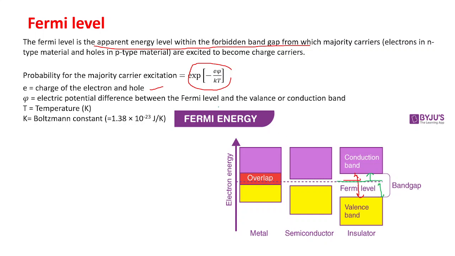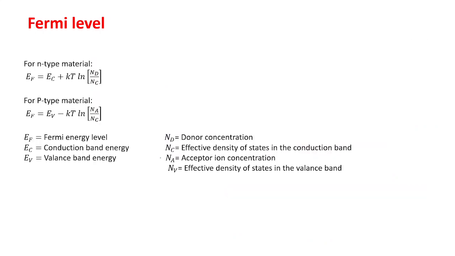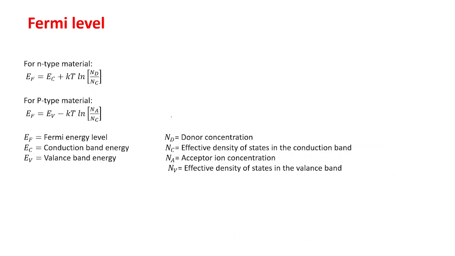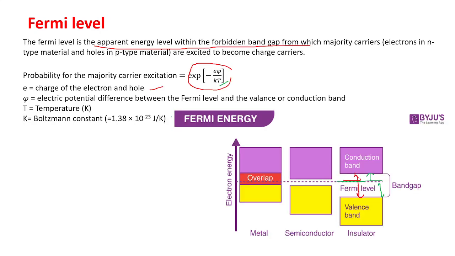Then we come to the temperature. We always need it in Kelvin, along with the Boltzmann constant. Okay, so this is the general probability of major carrier excitation. If we have the n-type material or the p-type material, in both cases we need to know what the Fermi level is.